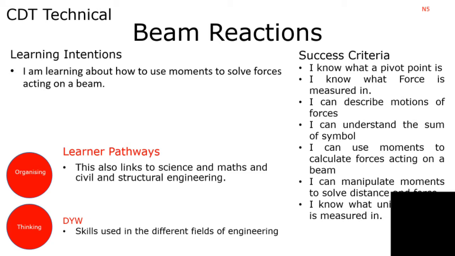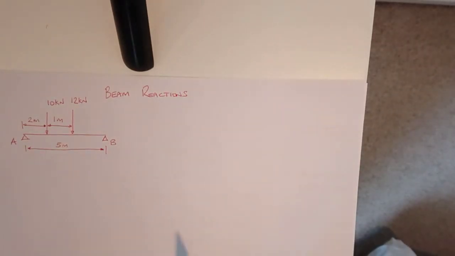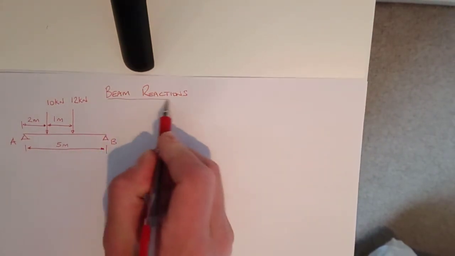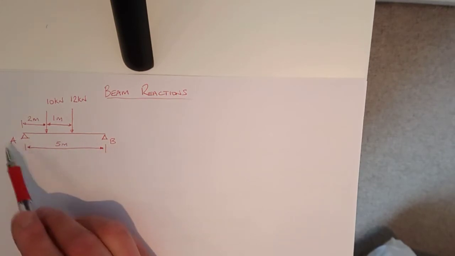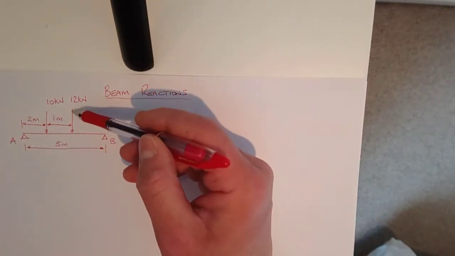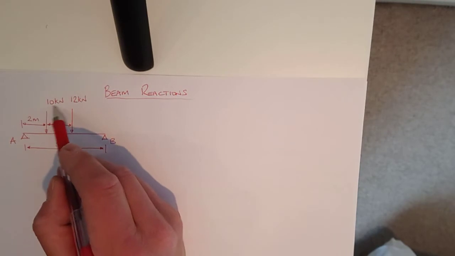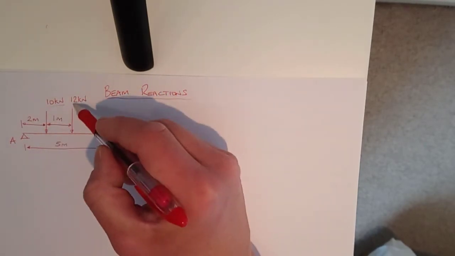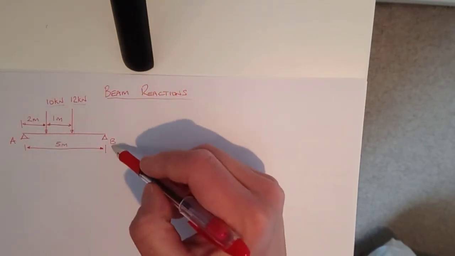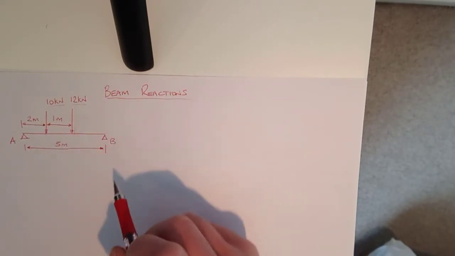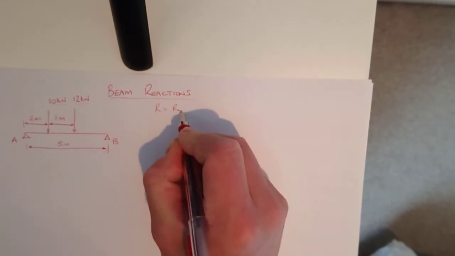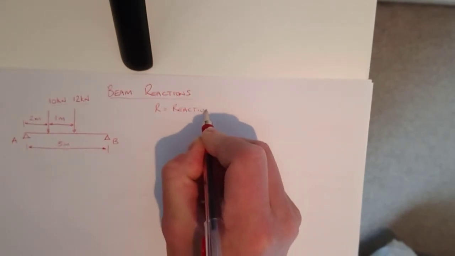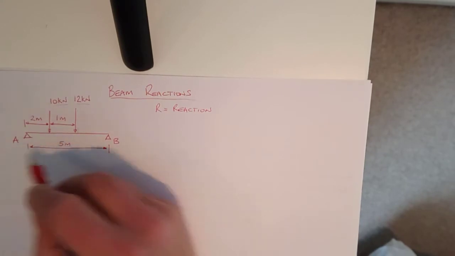Okay, and you can see the next bit now. So here we are looking at some beam reactions. Just a simple example, just looking at a simple beam. It's supported at either end here at point A and B, and there's two forces acting down. There's a 10 kilonewton force acting down here, and a 12 kilonewton force acting here. And what we want to find is the reaction forces at A and B. So R is just going to equal reaction here. So when I say RA, that's the reaction force at A and reaction force at B.